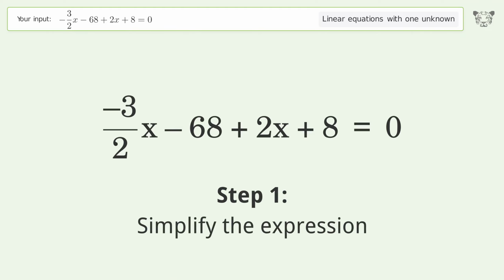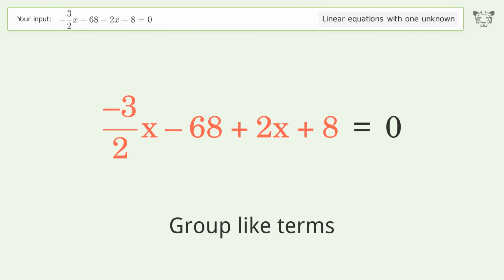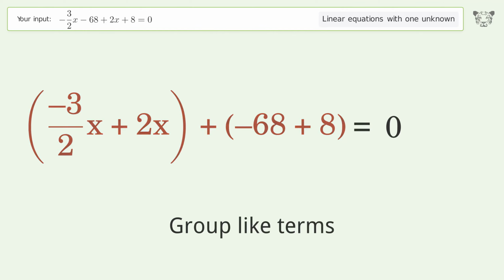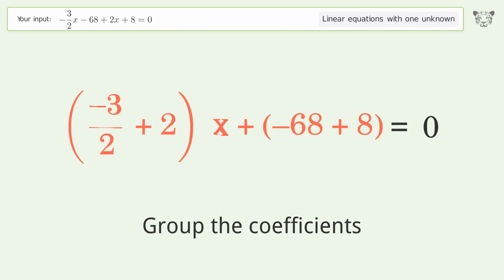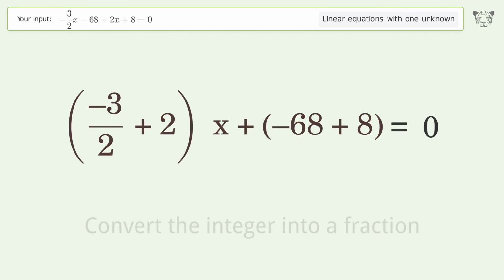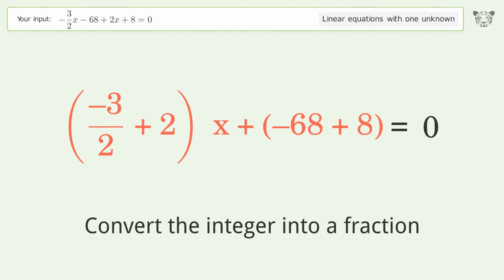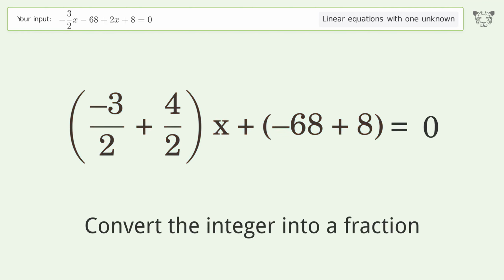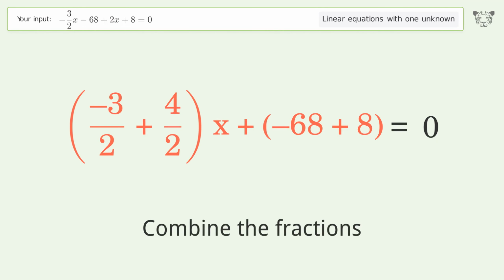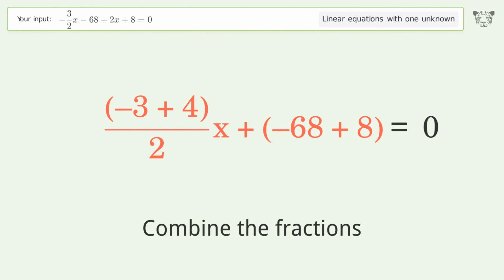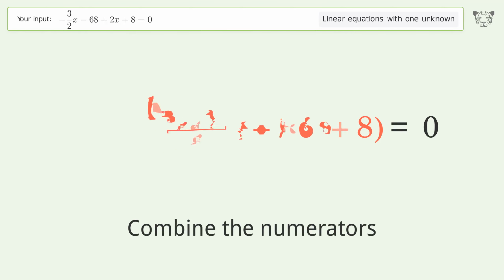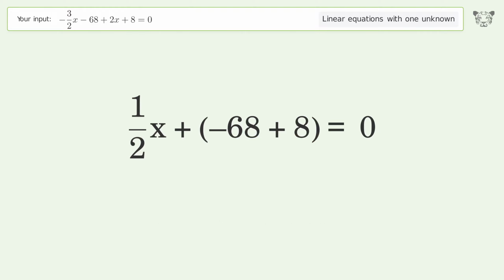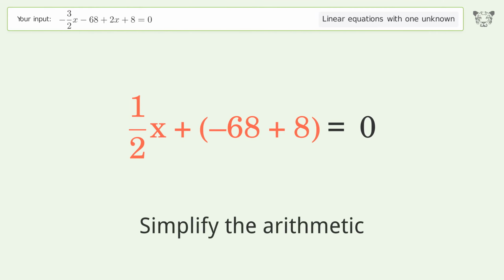Simplify the expression. Group like terms. Group the coefficients. Convert the integer into a fraction. Combine the fractions. Combine the numerators. Simplify the arithmetic.